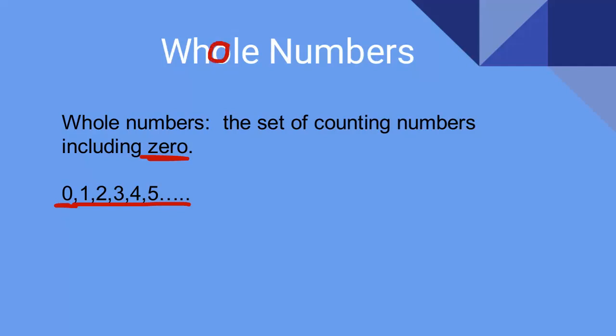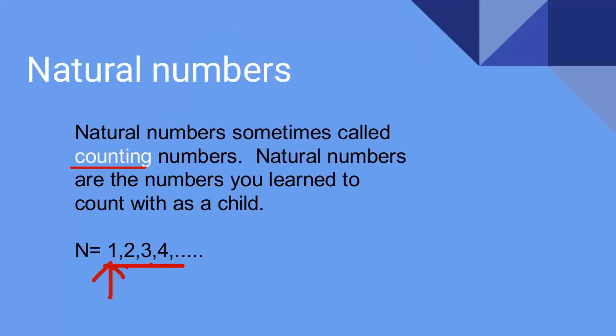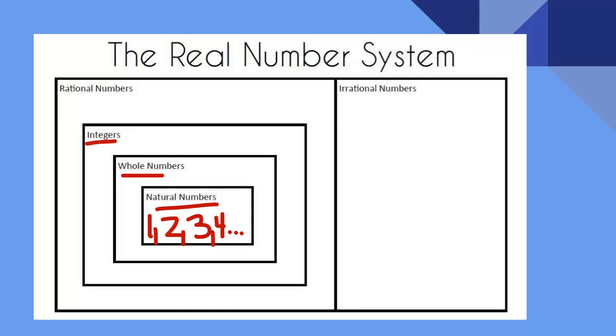I always remember it like this: the word whole has an O in it, which looks like a 0. So you know whole numbers starts with the number 0. So if we go back to our Venn diagram, I'm going to put 0, 1, 2, 3, and then dot, dot, dot, and so forth.